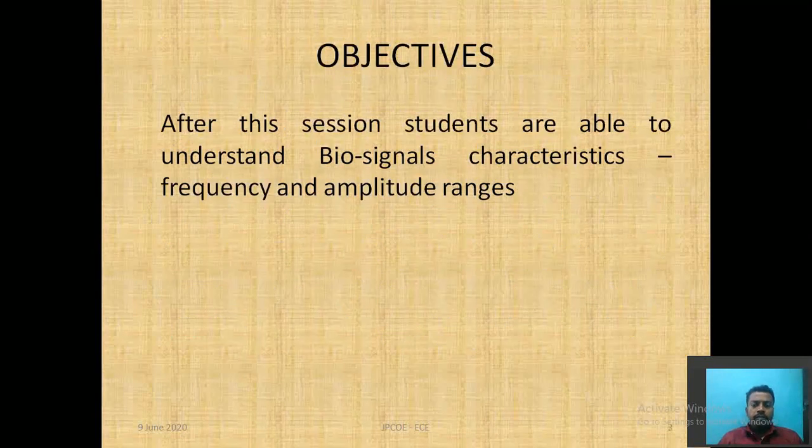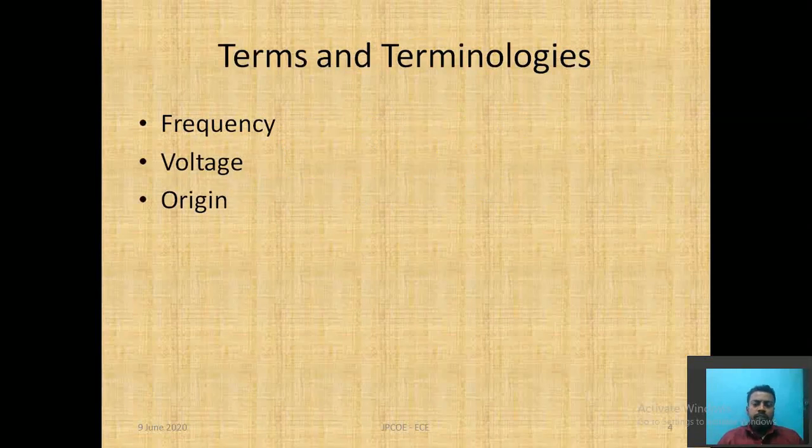The objective of today's session is to understand the biosignal characteristics, that is, the frequency and the amplitude range. Before seeing the characteristics, we must know what frequency is, what voltage is, and the origin of biosignals. Frequency means revolutions per second, how many cycles per second. In biosignals the frequency range is very low, in the range of hertz.